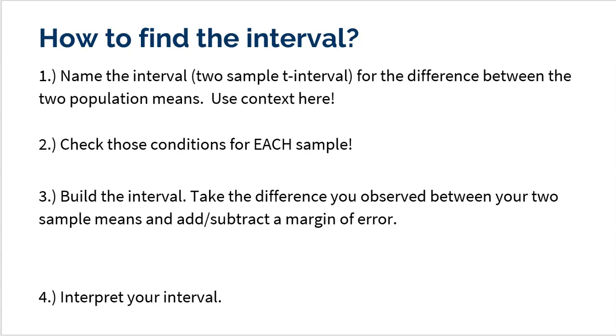Next, we have to check the conditions because even though we can't build that sampling distribution, we're still envisioning that it does exist. So we do have to check the conditions for that sampling distribution to be built, and we have to make sure the conditions are checked for each sample.